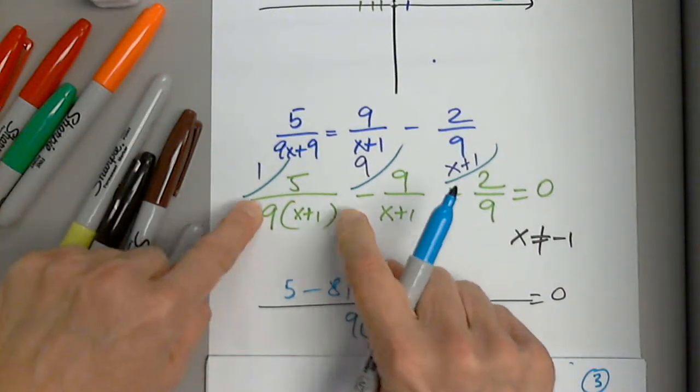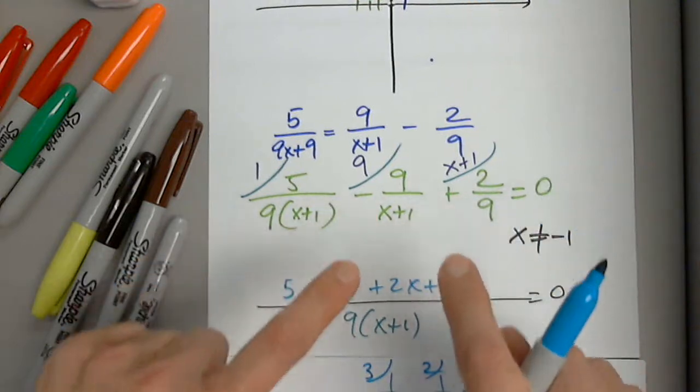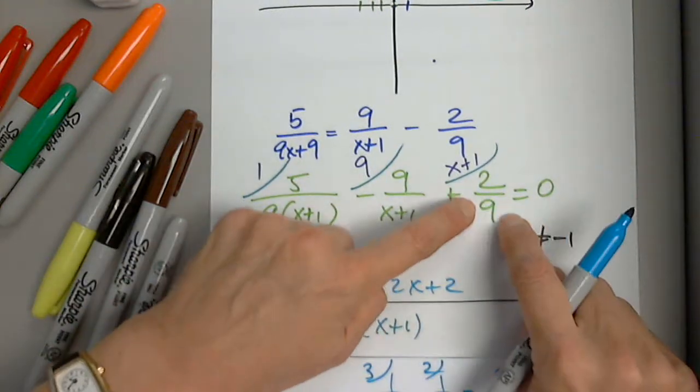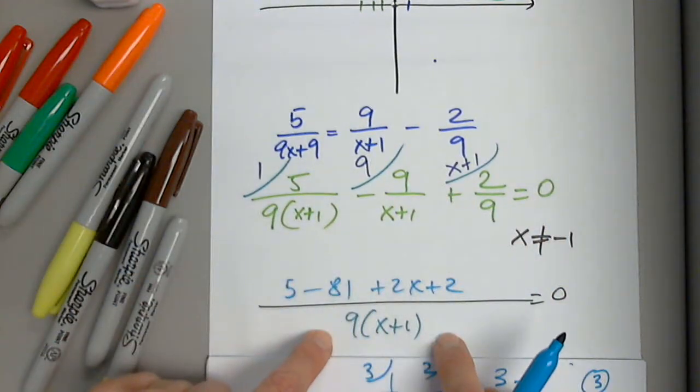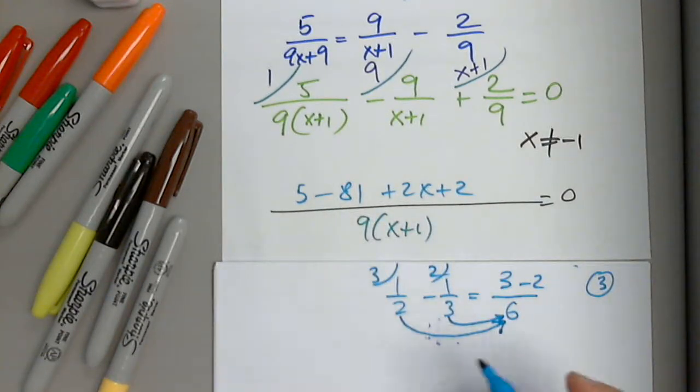9 times x plus 1 was multiplied by 1. Yes. X plus 1 was multiplied by 9. Okay, yeah, I get it. And then 9 was multiplied by? Good. Perfect. So now we have to continue, and I have to combine like terms.